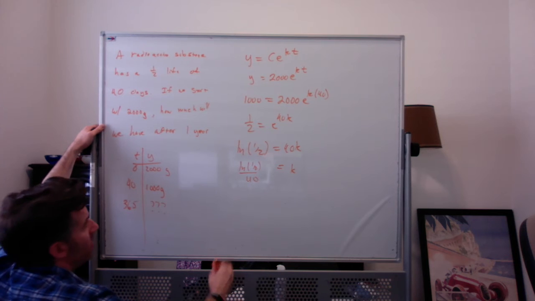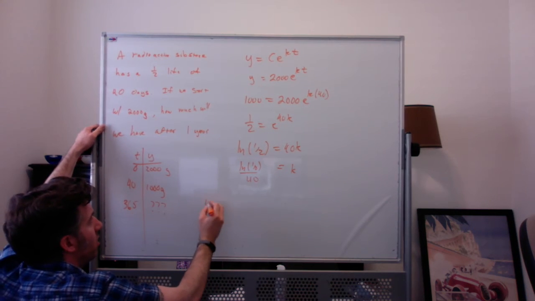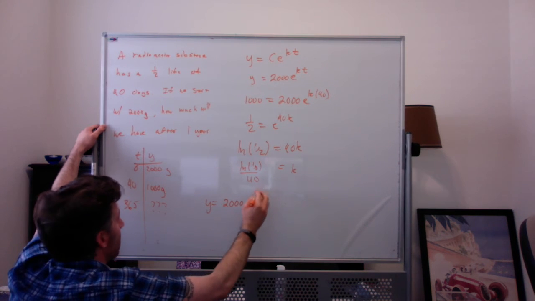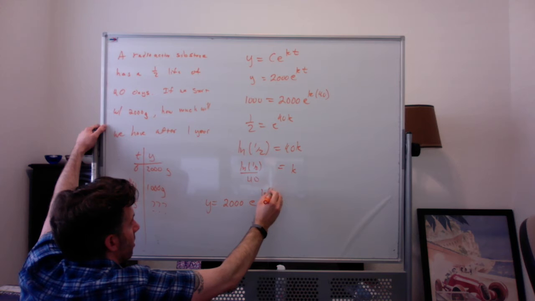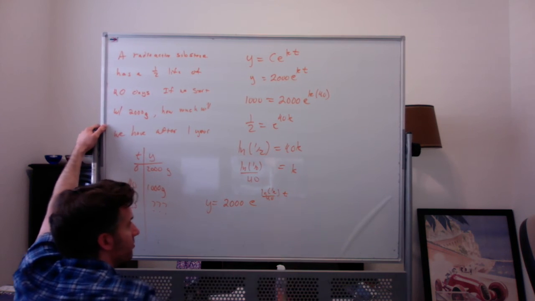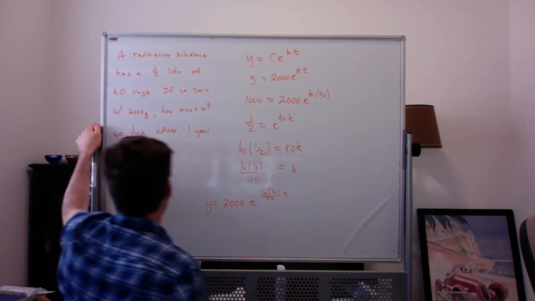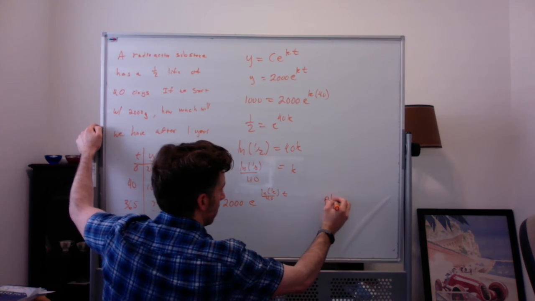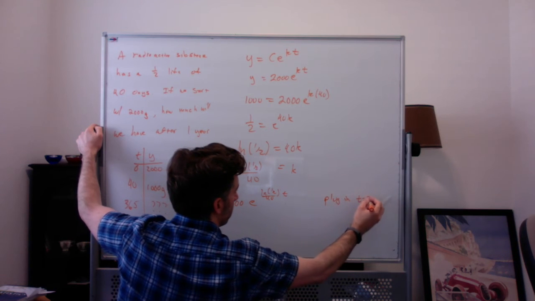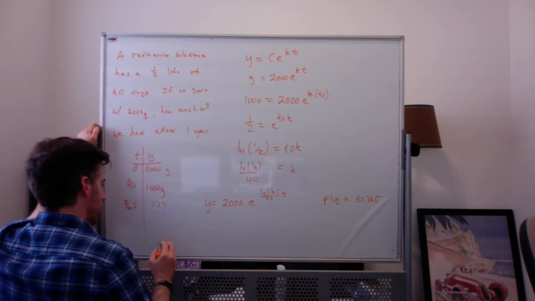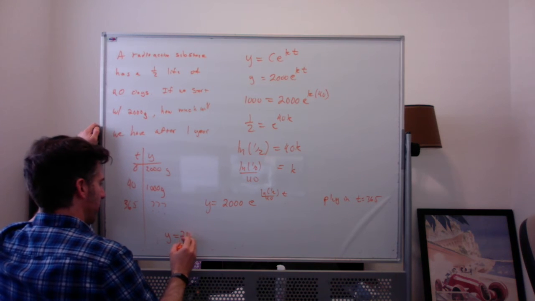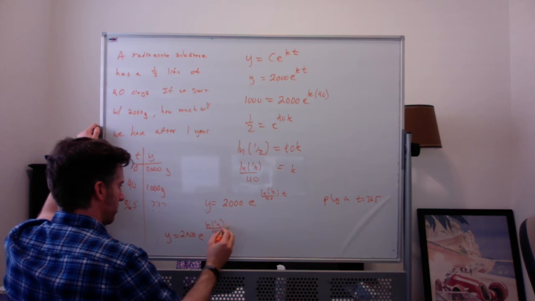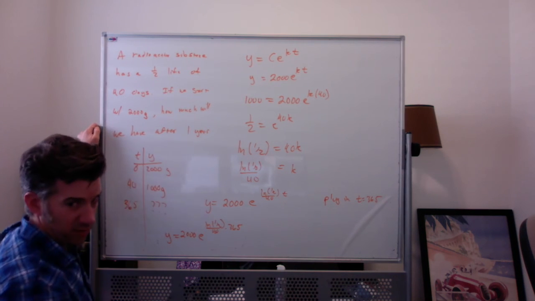So then we want to know how much there is. So I should say, here's our model. y is going to be c e to the k, which is what we just found, natural log of 1 half over 40, times t. And if I wanted to find how much there was after 365 days, I just plug in t equal to 365. And you would get y equal to 2000 e to the natural log of 1 half over 40 times 365, which you can totally plug into a calculator. I'll do it in a second.